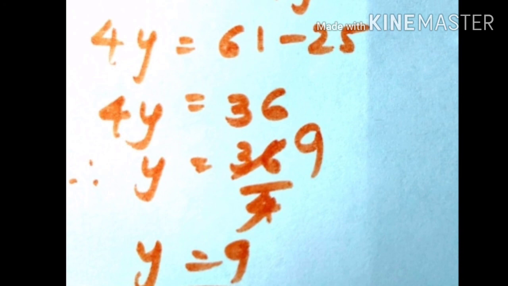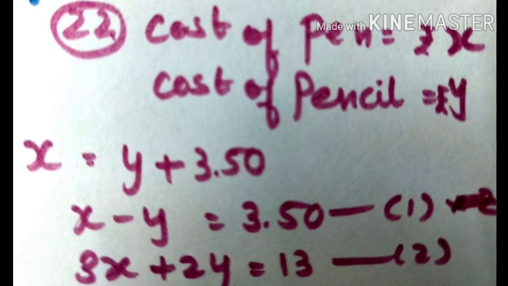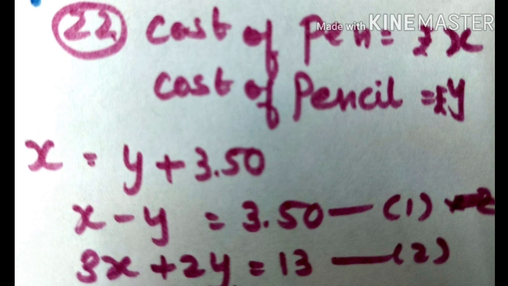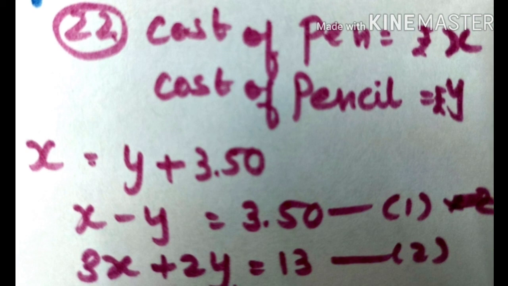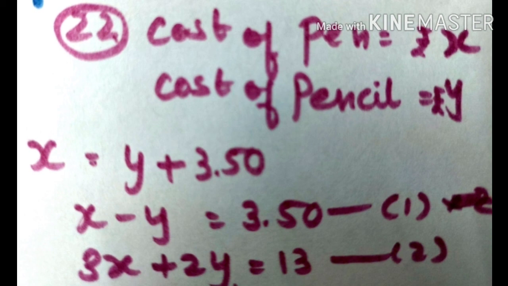Similarly, you can do question number 18 also. We will solve now question number 22. I am reading question number 22: A pen costs rupees 3.50 more than a pencil, and the cost of 3 pens and 2 pencils is rupees 13. Taking x and y as the cost in rupees of a pen and a pencil respectively, write two simultaneous equations in x and y which satisfy the statement given above. We do not have to solve the equations.